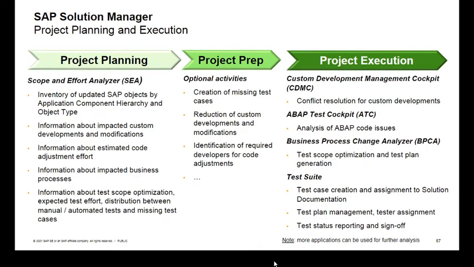So you first look at the left-hand side here, you have the scope and effort analyzer, which gives you an inventory of your updated SAP objects. It will also categorize them depending on component hierarchy, object types, and so on. We also have some information about the adjustment effort for your code, what business processes will be impacted by the upgrade, and so on. So this is an additional possibility. It's not a must, but it makes your life easier if you also leverage those Solution Manager capabilities, the scope and effort analyzer.